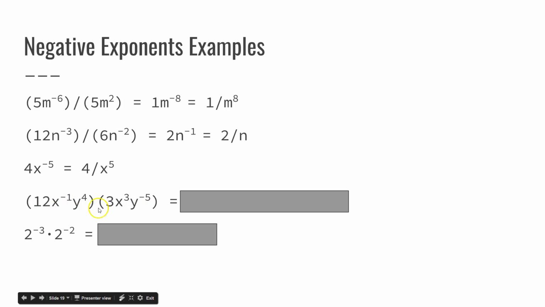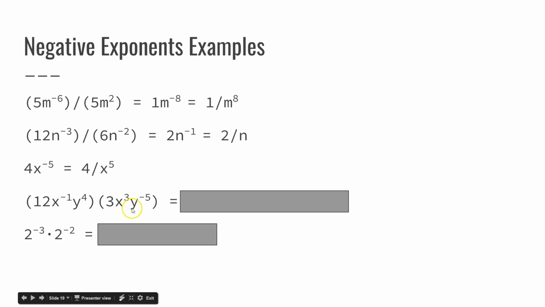Now we have multiplication. So do 12 times 3. That's 36. Then we have the x's that we can combine, x to the -1 times x cubed. Whenever you're multiplying like bases, you should add your exponents. -1 plus 3 is 2, so you should get x squared.